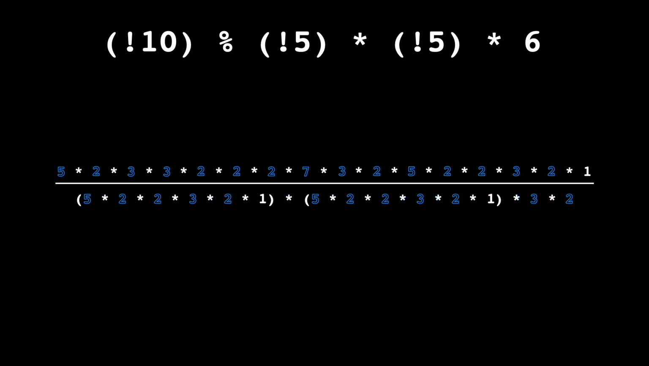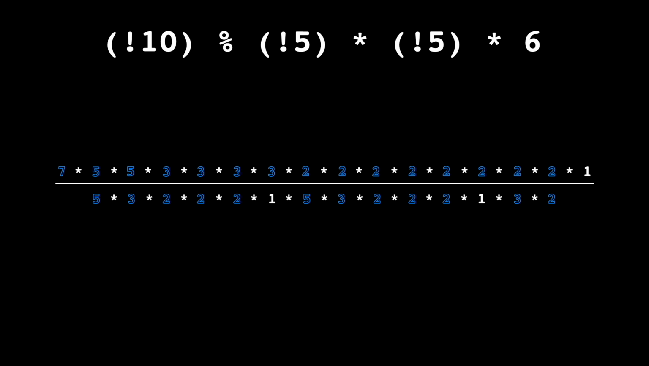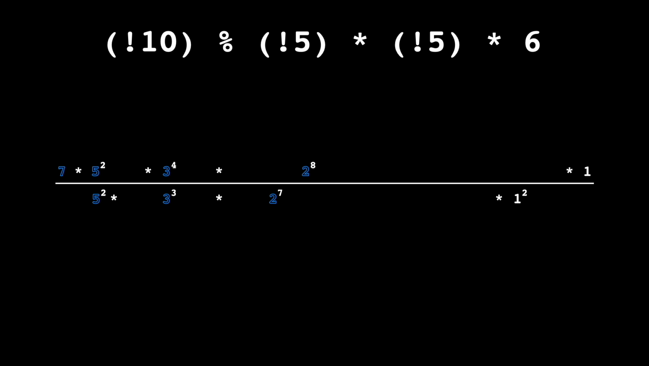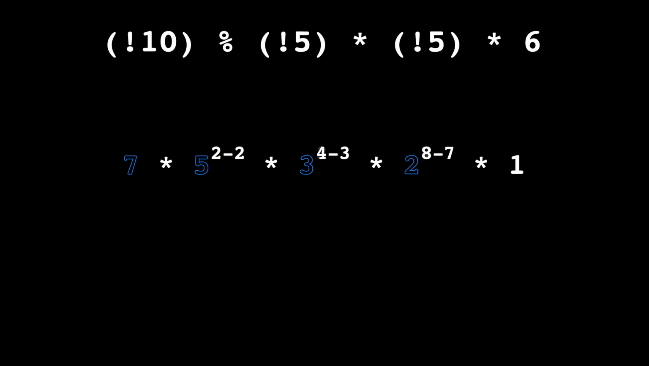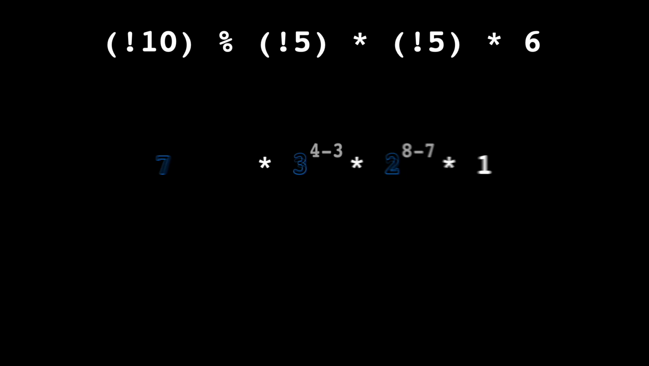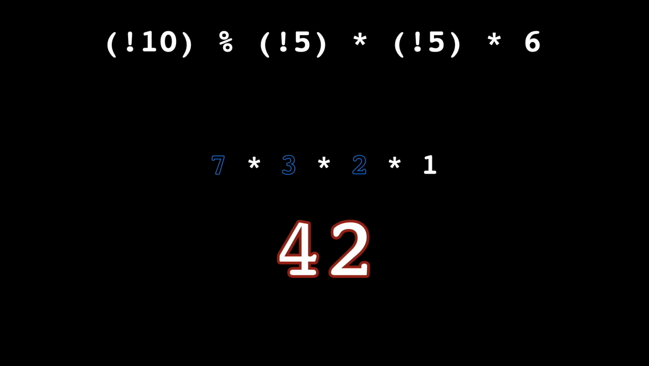I'll admit that it looks like quite a jumble, but let's see what happens when we clean it up by reordering. Then we can simplify further by combining the factors of the denominator. And finally, we can use exponents to reveal the result in a more meaningful way. Now division is done by subtraction of exponents, which simplifies to 7 times 3 times 2 times 1, giving us the result 42, which is the Catalan number for n equals 5.